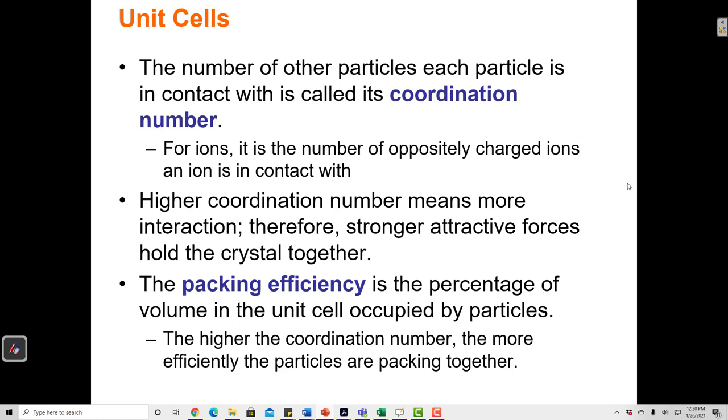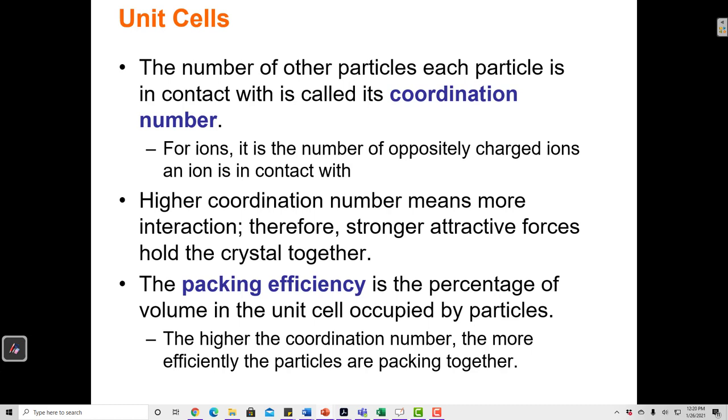The number of other particles each particle is in contact with is called its coordination number. For ions, it is the number of oppositely charged ions an ion is in contact with. So either ions or atoms, if we're talking about a covalent molecule, or excuse me, a covalent solid.